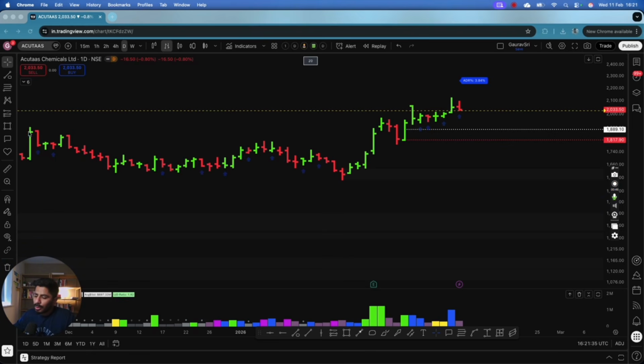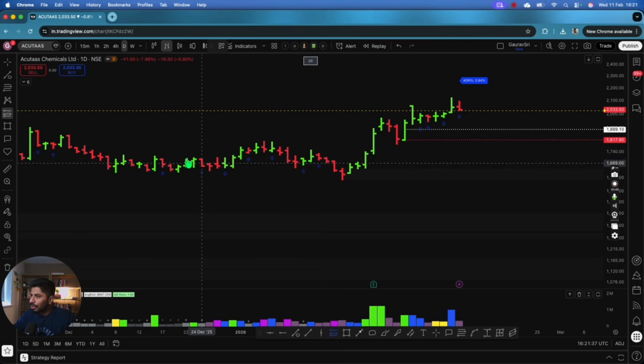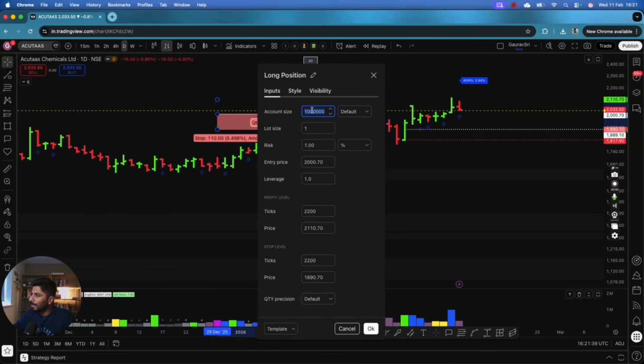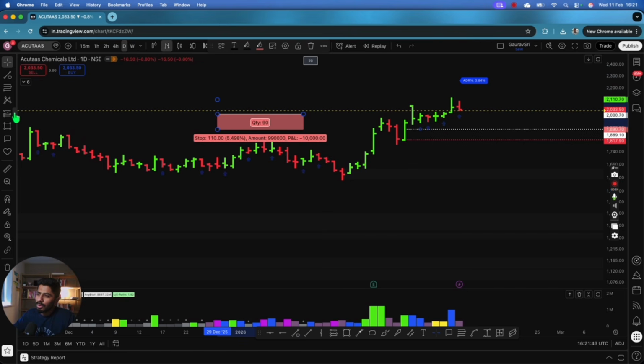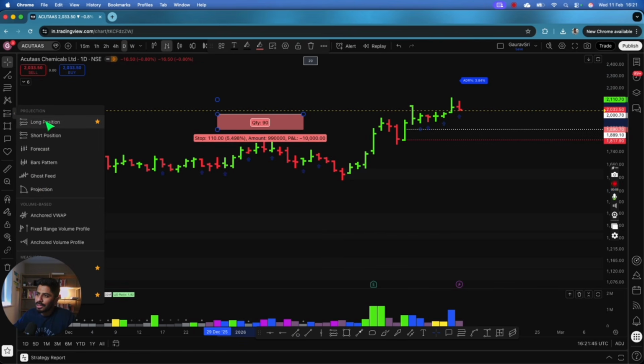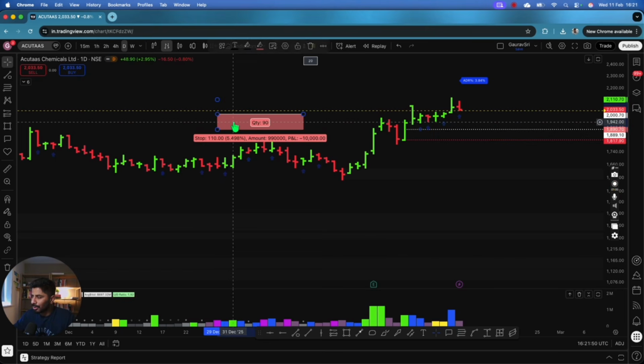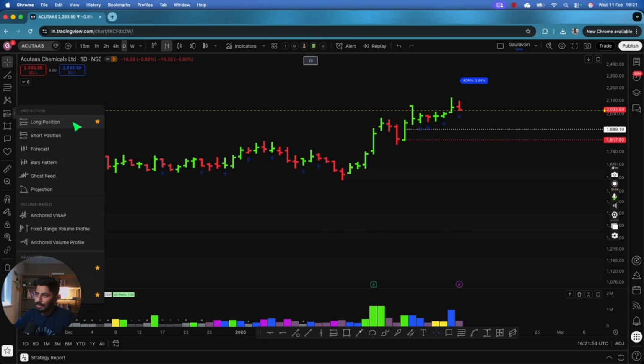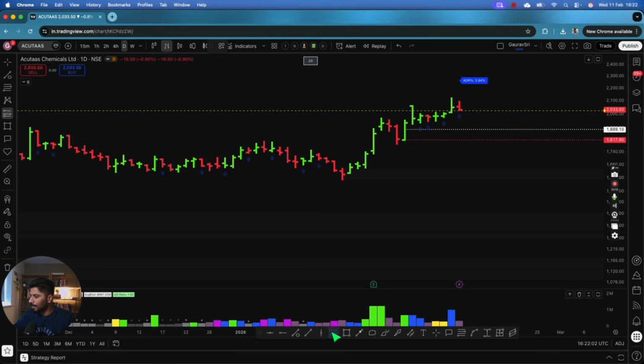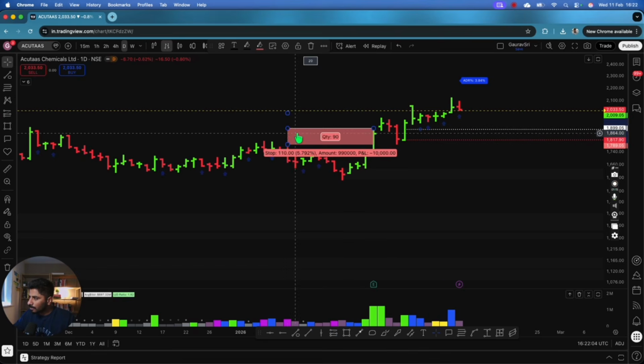Now there is one tool in TradingView which I will show you, which is this one. If you double click here, this is the long position. So how to add it? If you go here and go into projection, under that there is a tool named long position. You simply use that to do the calculation for you. I have marked it as a favorite, so it sits here in the favorite bar. Now look at the settings.